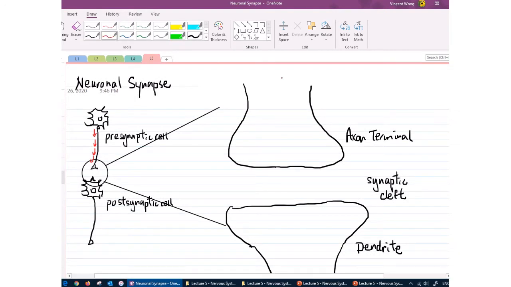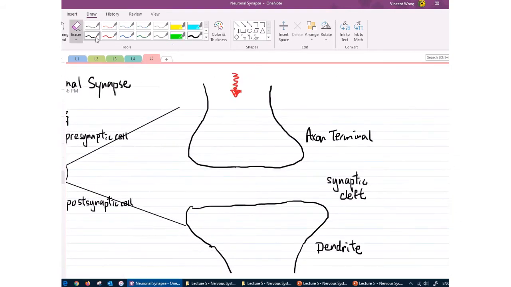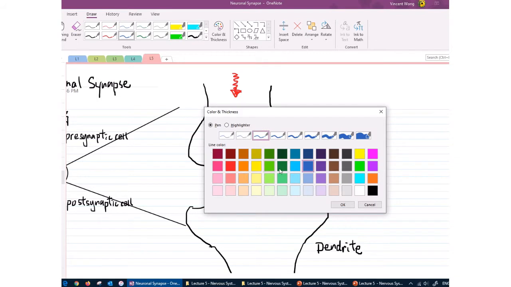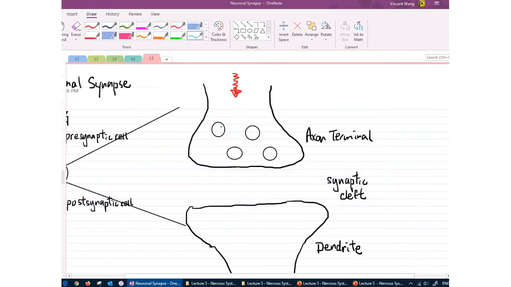Okay, so we have the action potential coming down from the axon. So what's going to happen next? Okay, so it turns out at the axon terminal, you are going to have these vesicles. Okay, and in the vesicles, you are going to have some chemicals called neurotransmitters. So I'm going to use these blue dots. I'm going to draw them there. So these neurotransmitters are a lot of times pre-made, and they are stored in vesicles in the axon terminal.